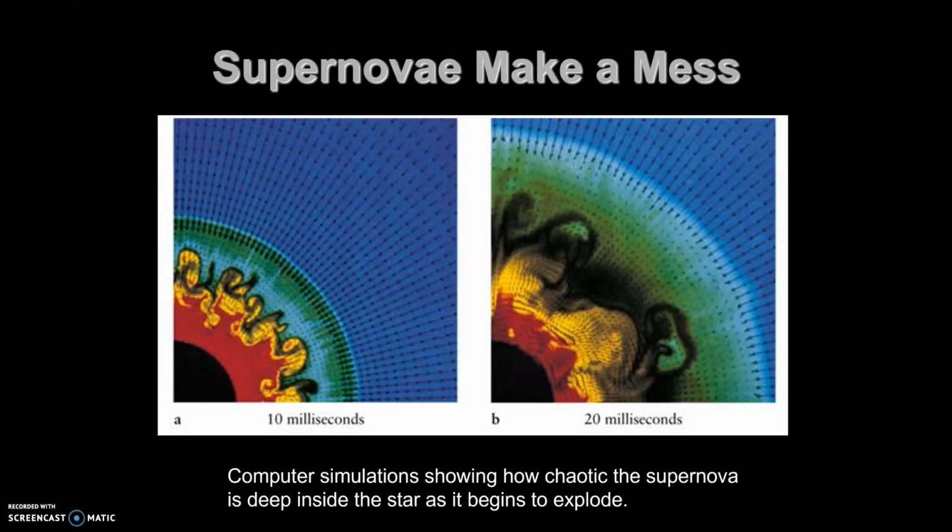Our supernova here is going to make a huge mess. As you can see in this simulation, 10 milliseconds apart, we'll see a much different mess. It's very chaotic, and this computer simulation is just showing the chaos that we see deep inside the star when it starts that explosion. Again, this is only 10 to 20 milliseconds from the beginning of that explosion after the core has collapsed.